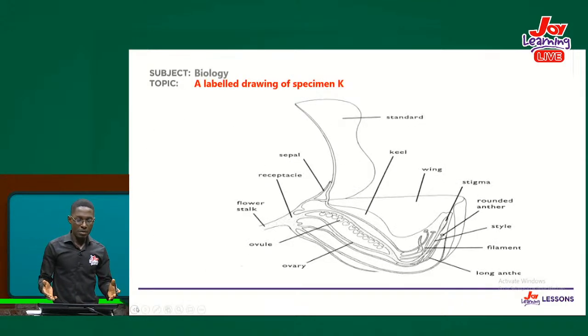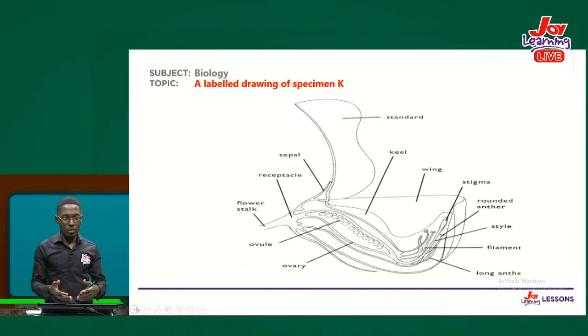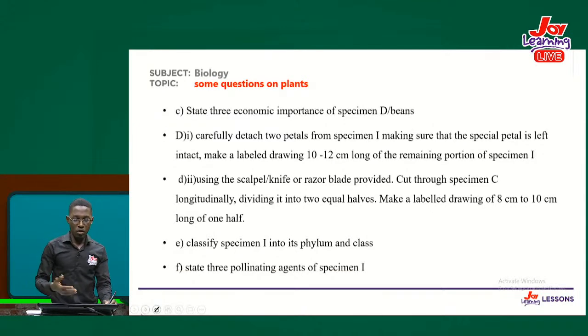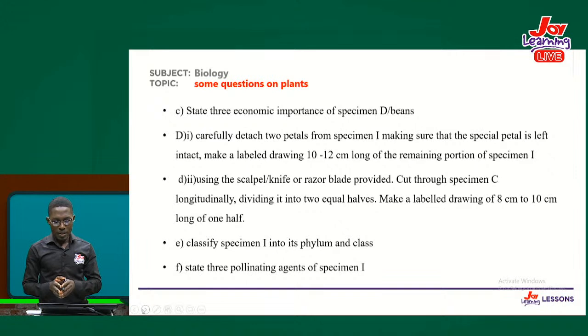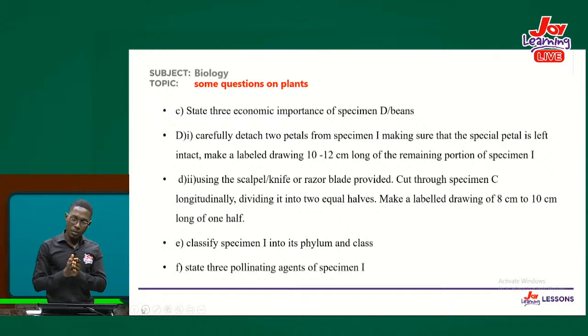So the specimen K. You see what I said, a labelled drawing of specimen K. But sometimes, for this drawing, they can give you an activity to do before you draw. So let's look at some of the activities they will tell you to do before you draw. Carefully detach two petals from specimen I, making sure that the special petal is left intact. So you should know what that special petal is.